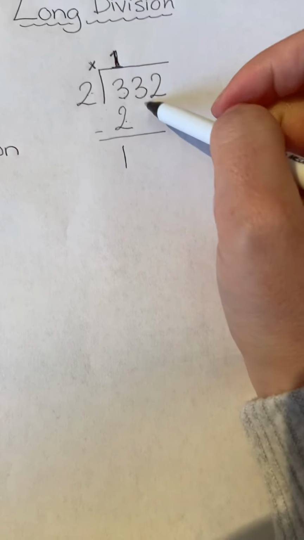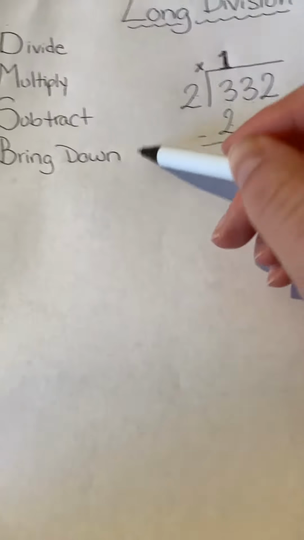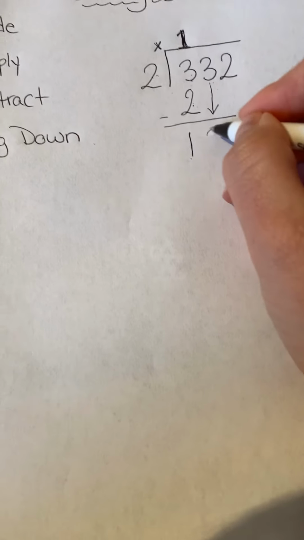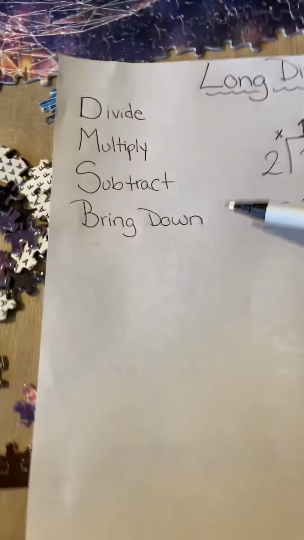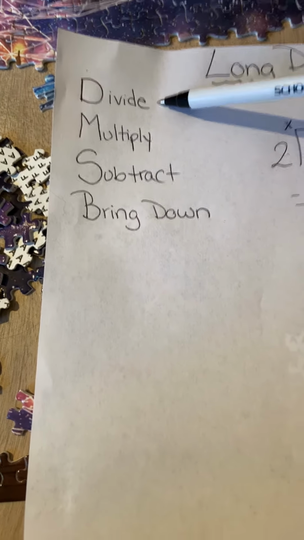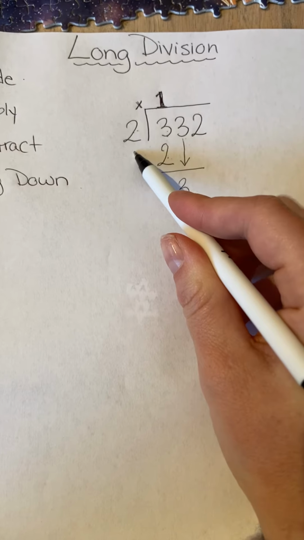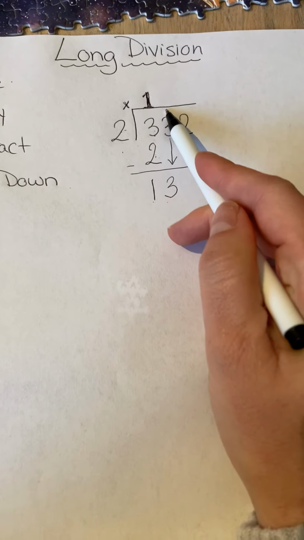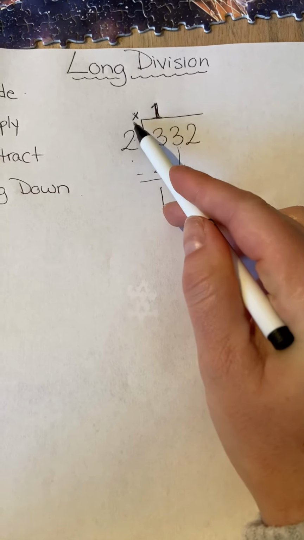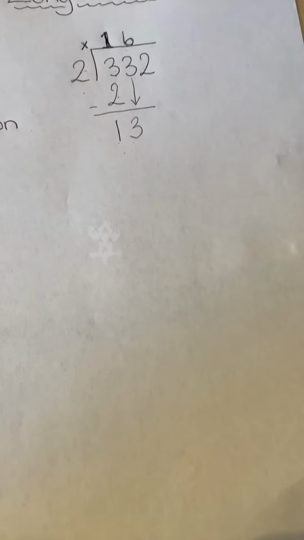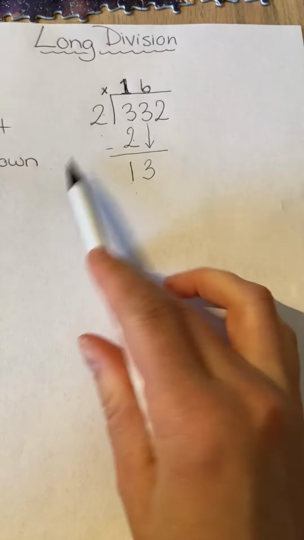Now, because I'm ready to move to my tens place, the next place value, I bring down. This is kind of like unbundling. So I'm unbundling my 100 that's left, and I have 13 tens. Now, after bring down, I'm going to go all the way back to the first step and repeat it. So I'm going to divide. 13 divided by 2 is... You can think about it as what times 2 gets you close to 13 but not over it. So I know that 2 times 6 is 12. So 13 divided by 2 is 6.